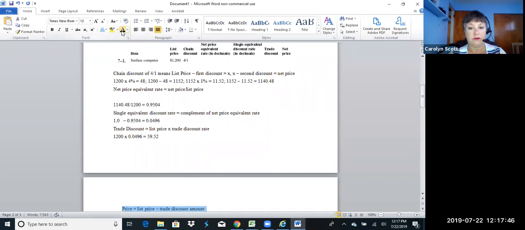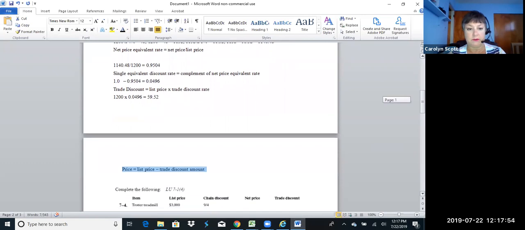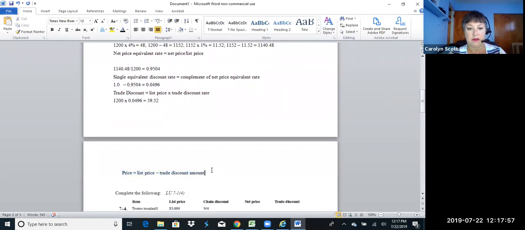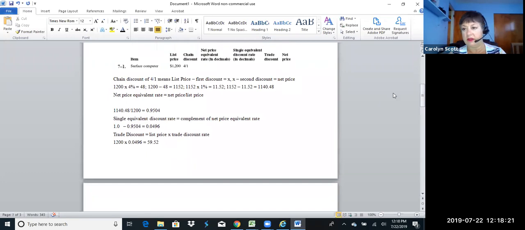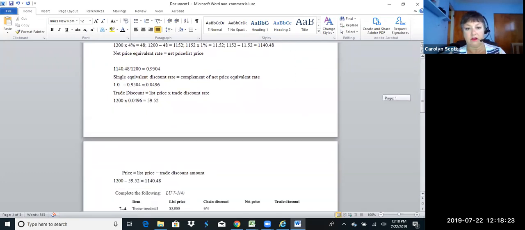And let's see what I have here. Okay. So then, to get our net price, we take the list price minus the trade discount amount. List price minus $59.52 equals $1140.48, and we'll see that that's the same thing we got up here in the first part of the problem, so we know that everything matches and we did that correctly.